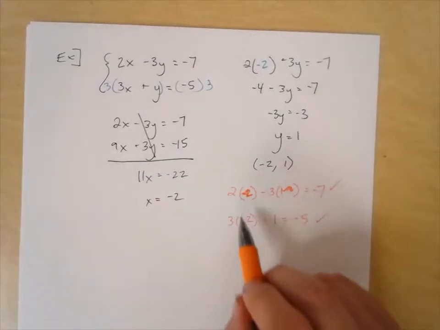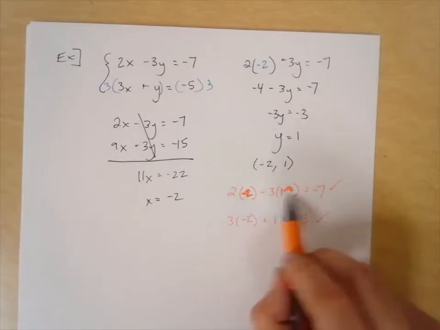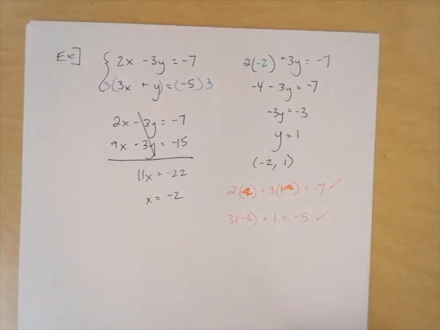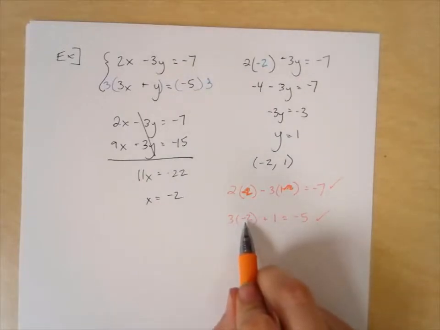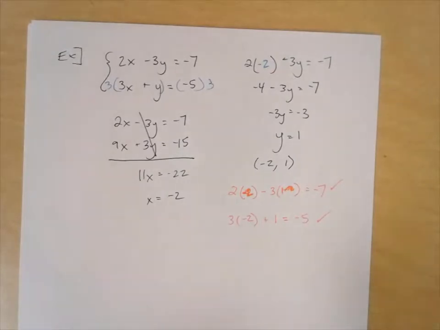So I get 2 times negative 2, which is negative 4, minus 3 times 1. Negative 4 minus 3 is in fact negative 7. That checks out. 3 times negative 2 is negative 6. Negative 6 plus 1 is in fact negative 5. That checks out. We are good to go.